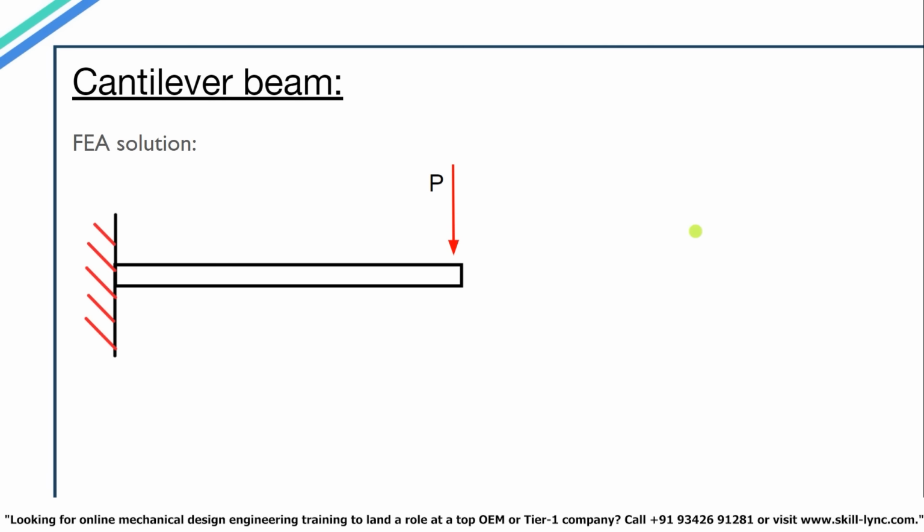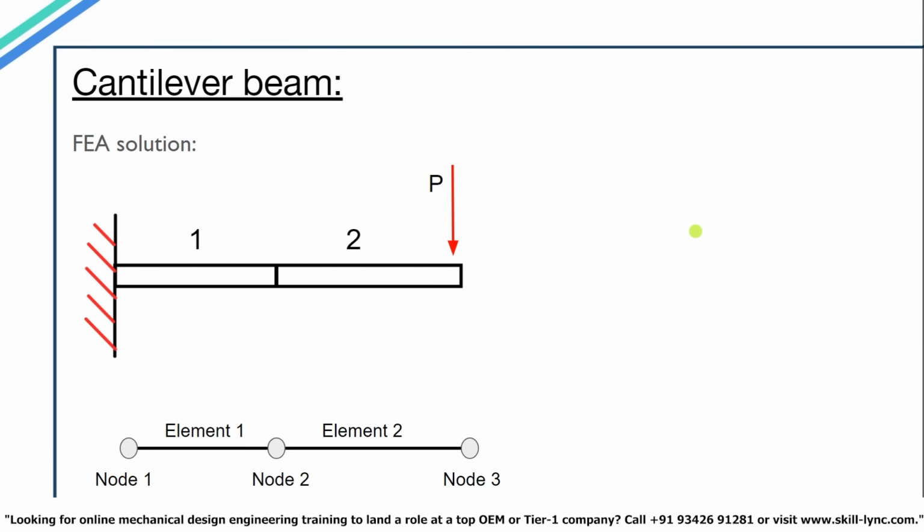Now let's look at how we would solve this problem using finite element analysis. To solve this using FEA, we will have to split the entire beam into a number of smaller elements. For the sake of explanation, let's assume we split the beam into just 2 parts. In actual analysis, this beam can be split into thousands of smaller parts. Here, each division is called an element, and the point between each division is called a node.